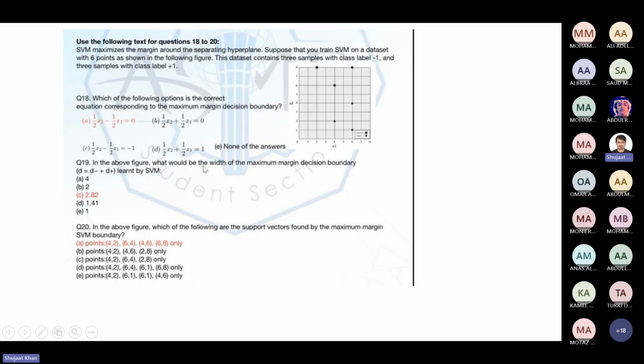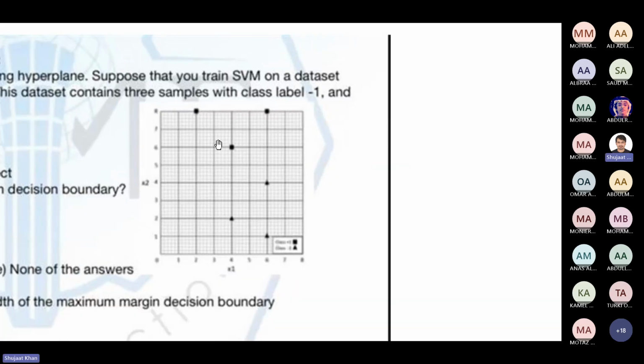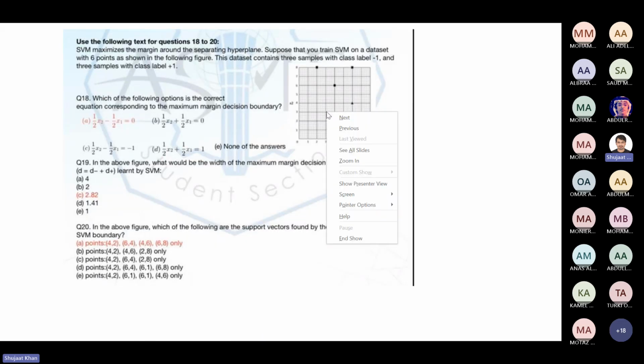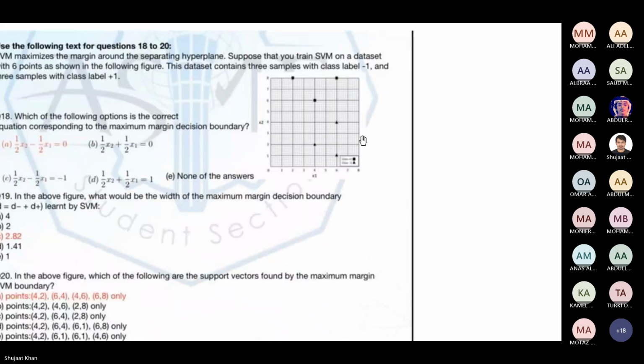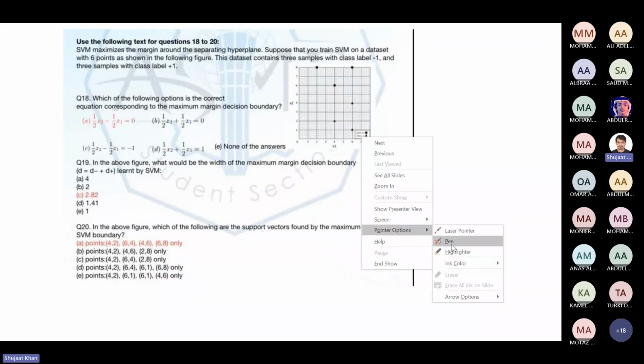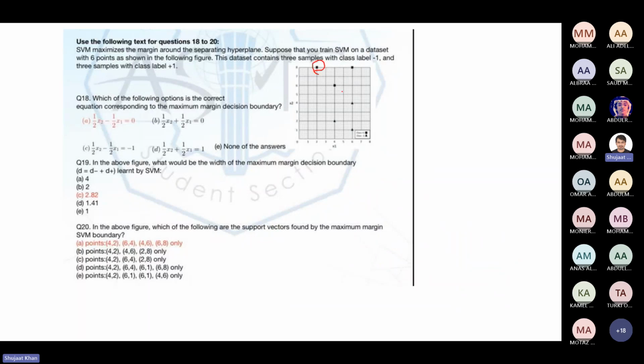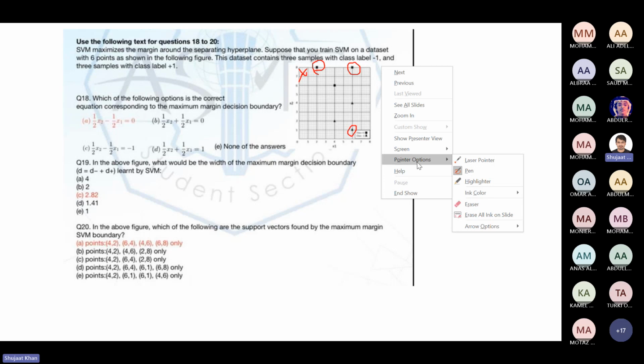In the above figure, what would be the width of the maximum margin? Before that, you need to identify which points actually make the support vectors. Can you identify? Is this point a support vector? No. Similarly, is this a support vector? No. And is this a support vector? Yes.